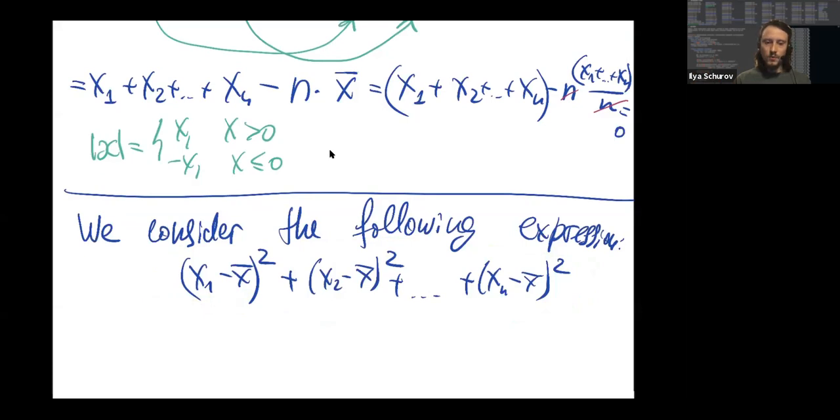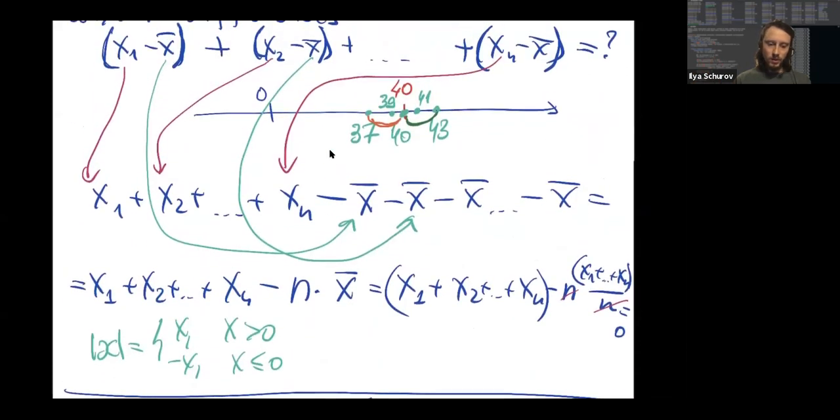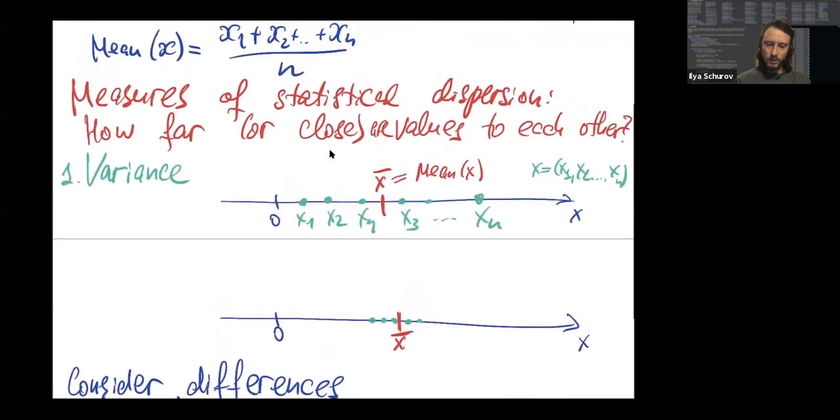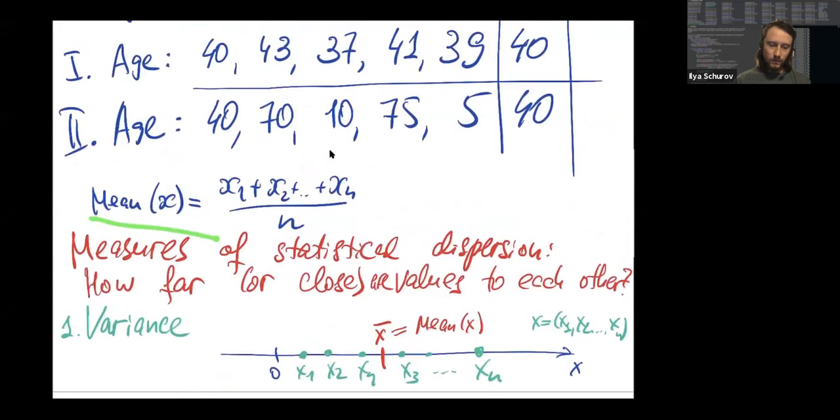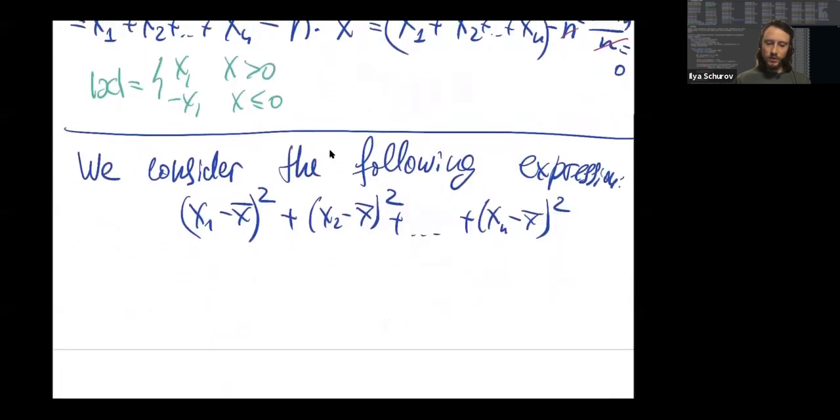So if we consider just a simple average, like we discussed here, we just get all the values and divide them by n. We can do something similar here, divide by n. But actually, people most often do not divide by n. They divide it by n minus 1.